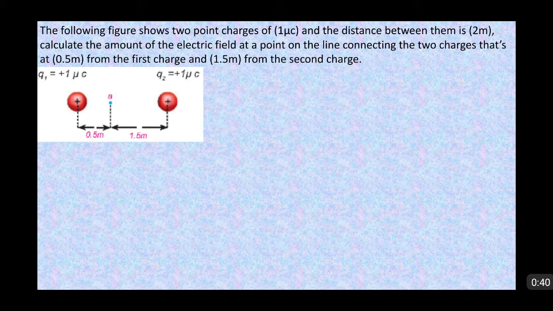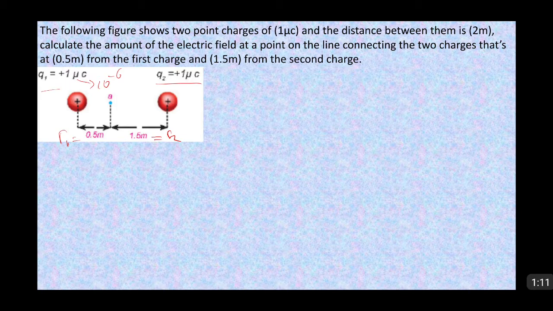First, when we are writing the given, this is R1 and R2, Q1 and Q2. We only change micro, it means 10 power negative 6. And also the constant number K, 9 multiplied 10 power 9 meter square multiplied Newton over coulomb square.